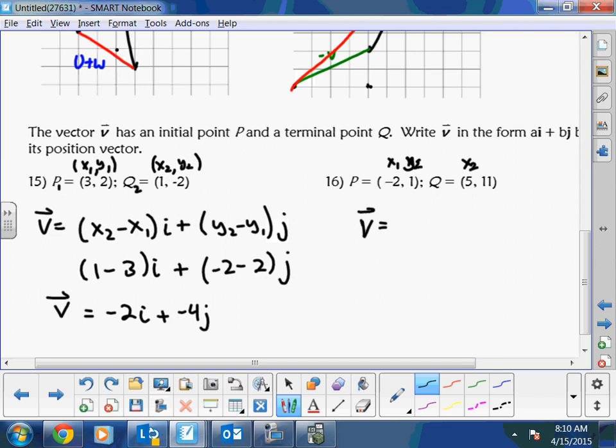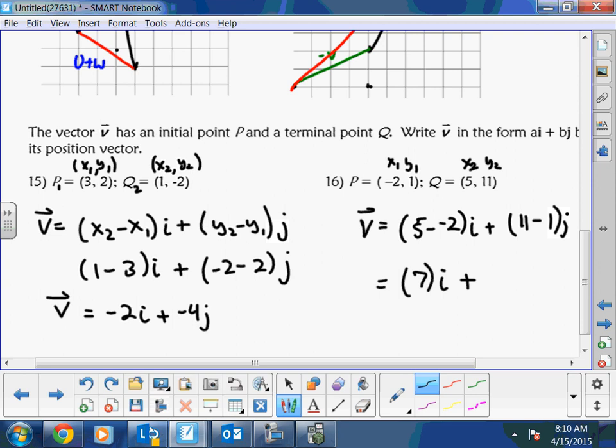X2, I just butchered that one, so let me go ahead and fix it. It's going to be Y1, X2, Y2. Let's start with the X2, which is 5 minus negative 2, i, plus Y2, which is 11 minus 1. So from here, we're going to have 7i.